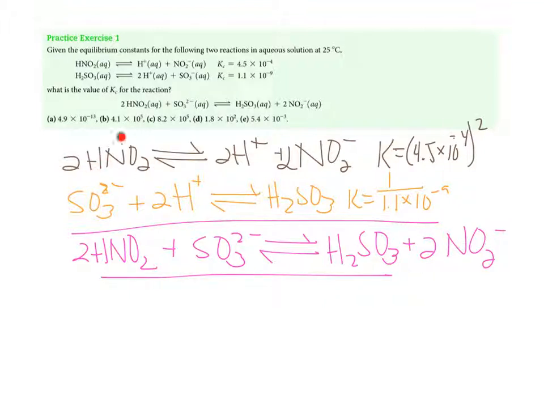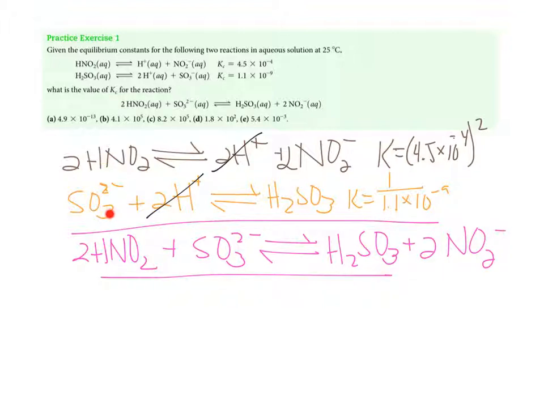So I have 2 HNO2s, that's down there. I have SO3 2 minus, that's there. I have no H plus here, but these are going to cancel. This is a reactant, this is a product. I cross them out. On my product side now I have 2 NO2 minus and H2SO3. So these 2 add up to this net reaction if you cancel things that are on both sides.